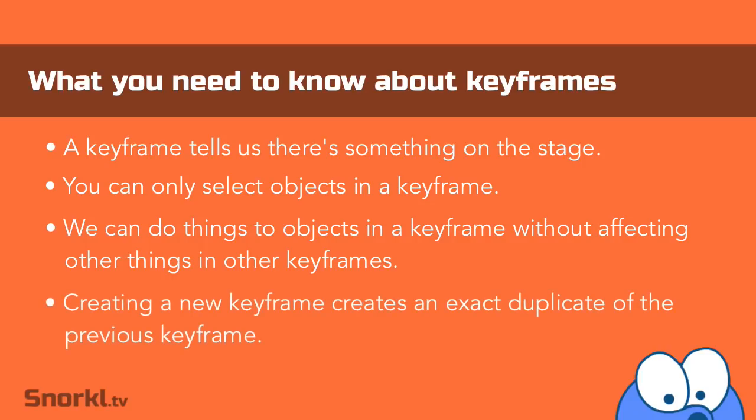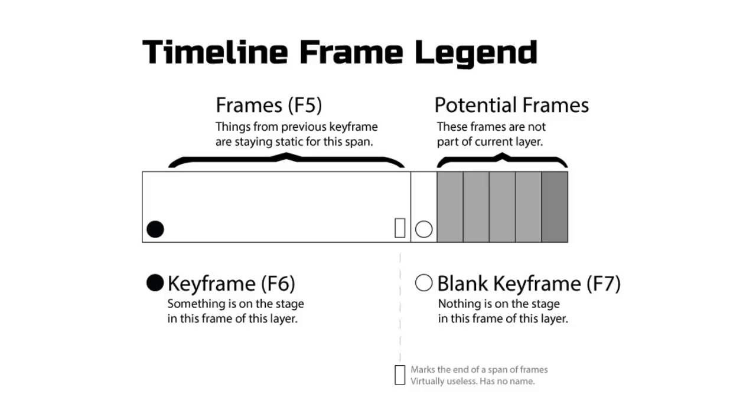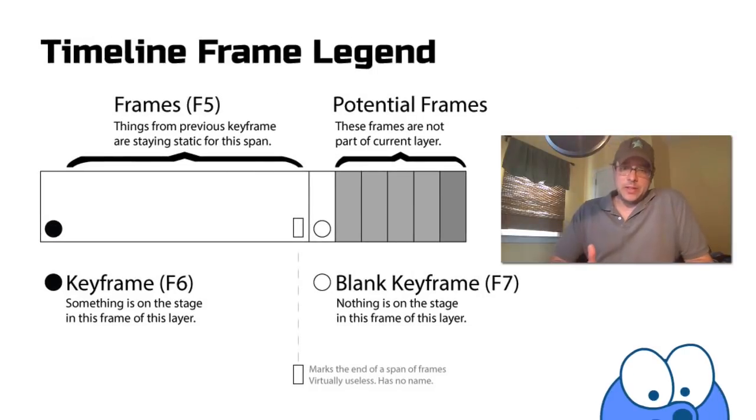And lastly, when you're creating a new keyframe, it creates an exact duplicate of the previous keyframe. And that's something we're going to dive into a little bit more in the next lesson when we build a few keyframed animations. So don't worry, I don't want you writing down all this stuff. I'm going to have this all below the video, and I'm also going to again give you the timeline frame legend. And hopefully by now, all the stuff on this printout makes sense, but again, I suggest that you look it over, study it, and if you have to, you can always watch this video again.